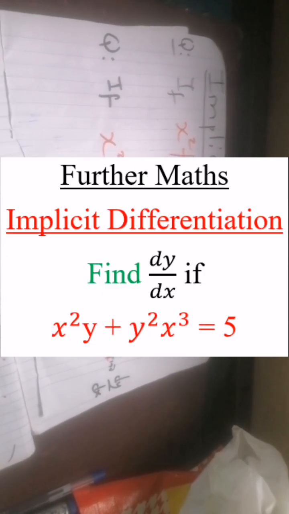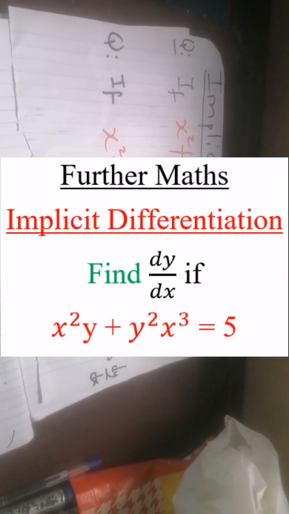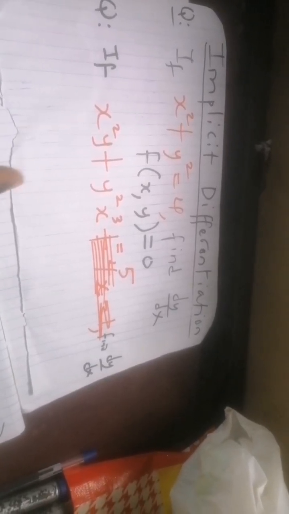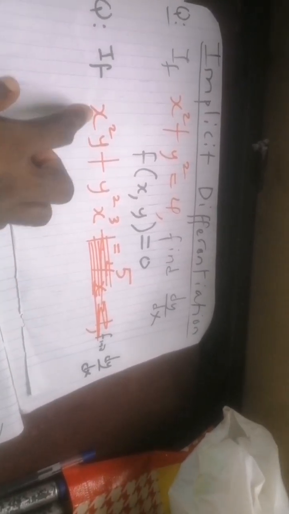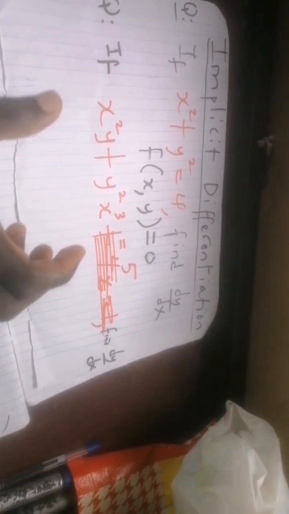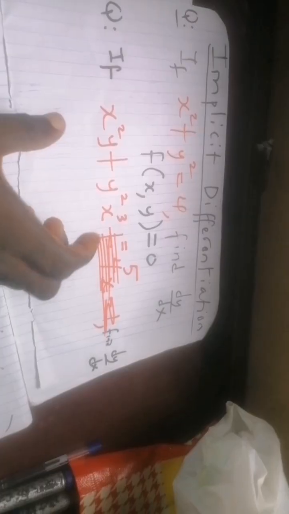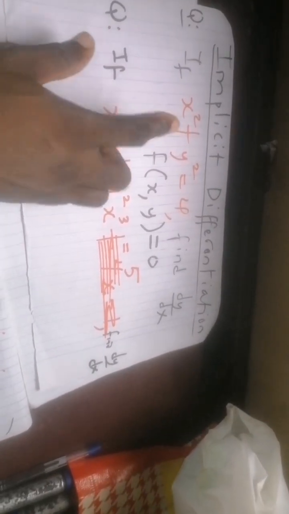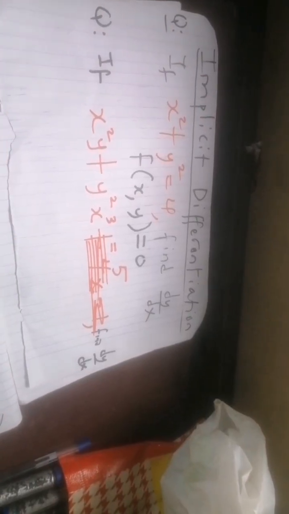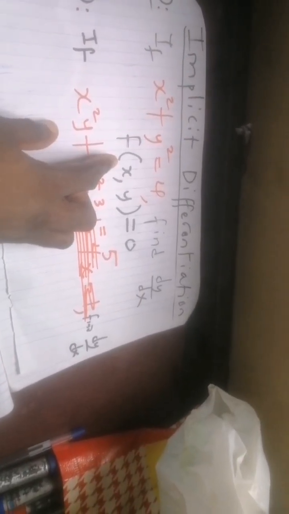Now the first question I want to ask is, how do we know that this kind of question is implicit? Well, the only way to know is that when something is implicit, in mathematics or further maths, your x and your y will be joined together. You can see the way the x and y are joined together here. That's how you know that it is implicit. In fact, the general formula for implicit functions is this one here. You can see the x and y are joined together. So with that background, let's proceed.